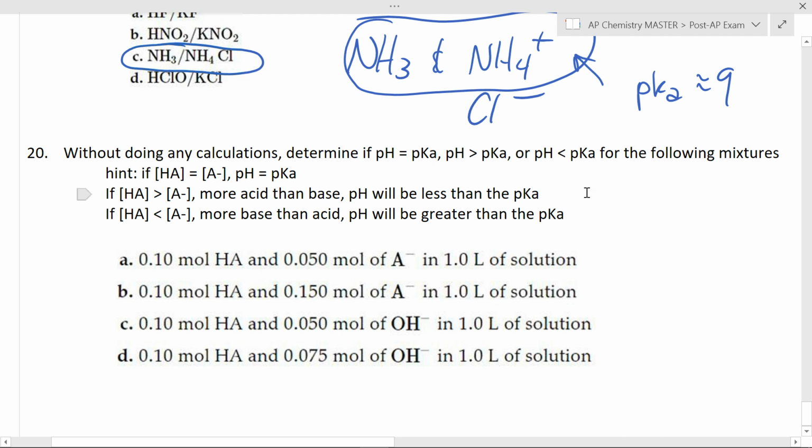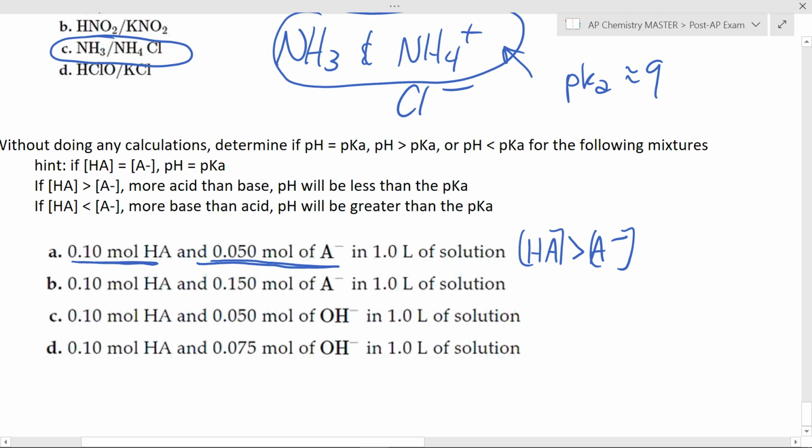So let's look at this first one. We've got 0.1 moles of acid and 0.05 moles of its conjugate base. So it looks like our amount of acid is greater than the amount of the conjugate base. Therefore, my pH is going to be less than my pKa. So like if the pKa is 9, my pH might be 8.5, right?